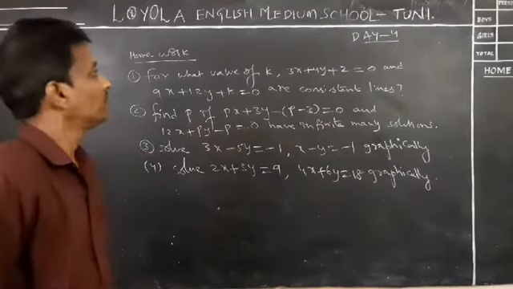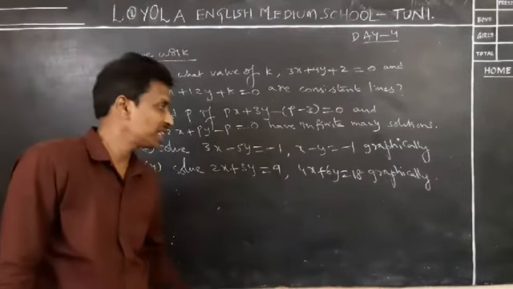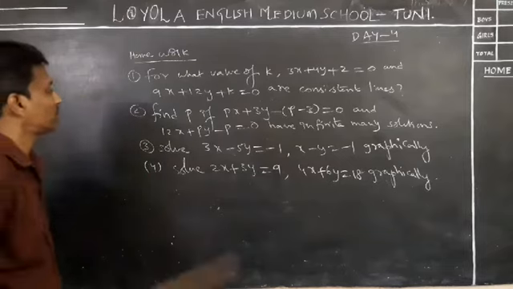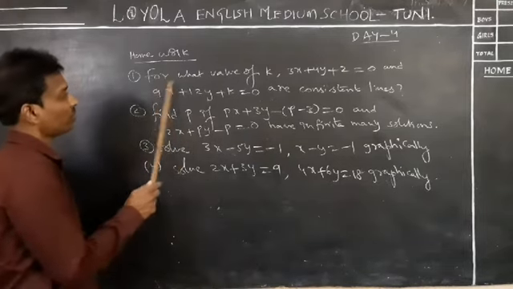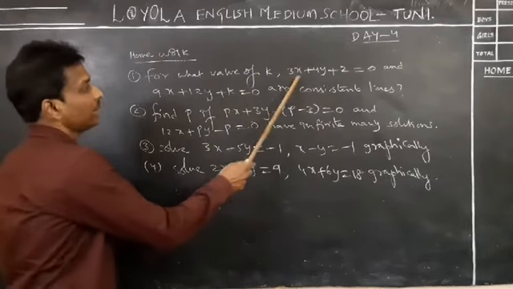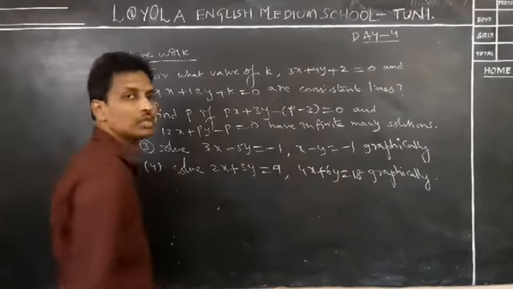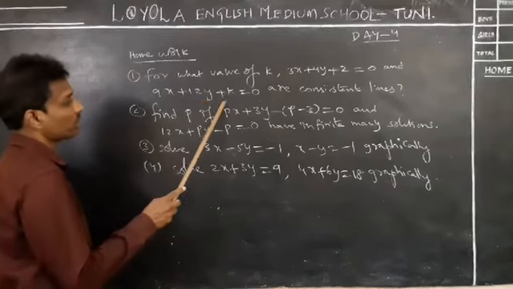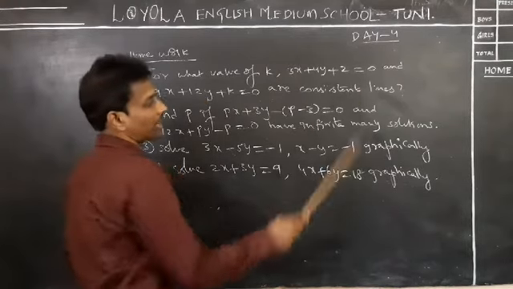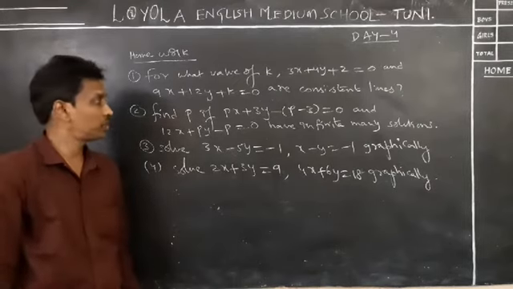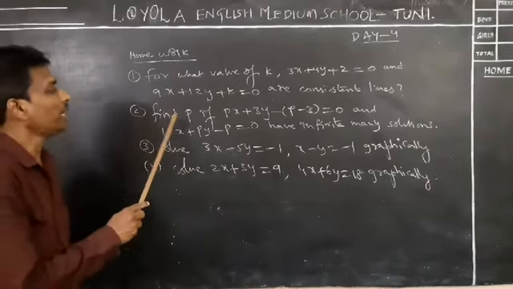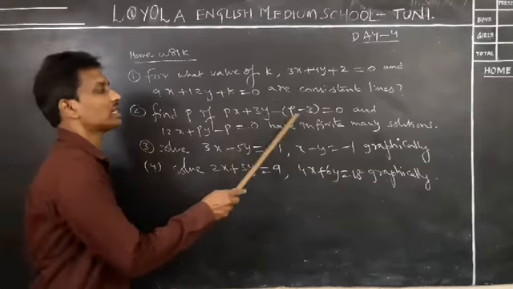Okay children, let us note down today's homework. Today I gave 4 problems. What are they? First one: for what value of k are 3x + 4y + 2 = 0 and 9x + 12y + k = 0 consistent lines? Consistent means what? They may have one solution. They may be intersecting lines.